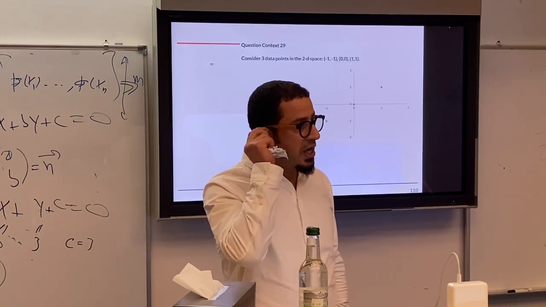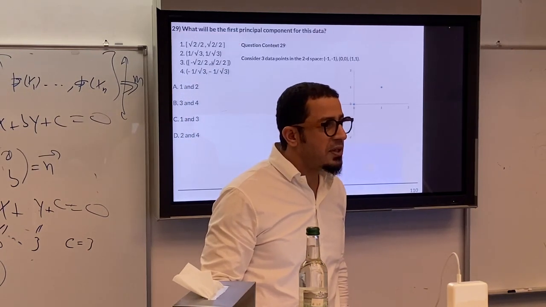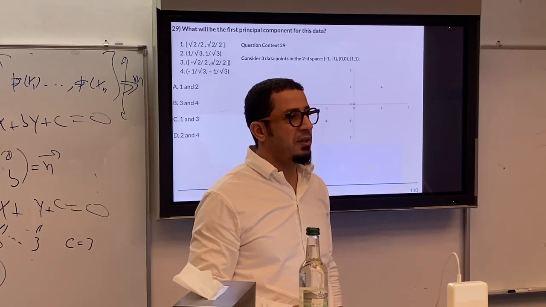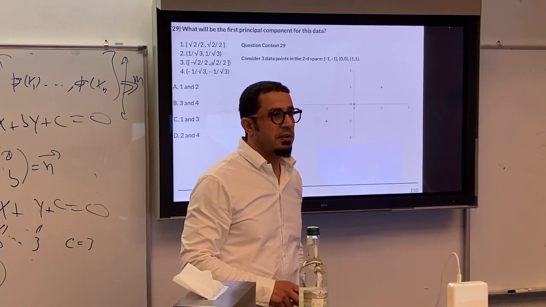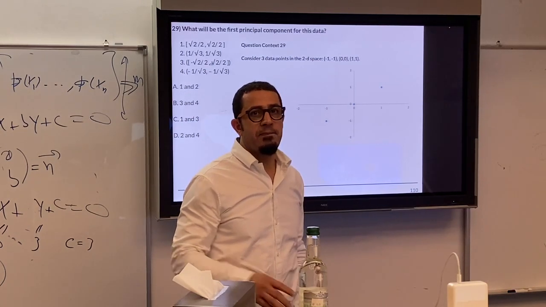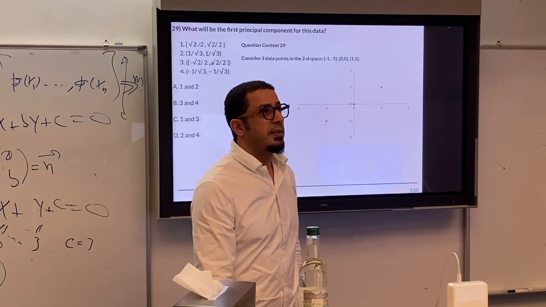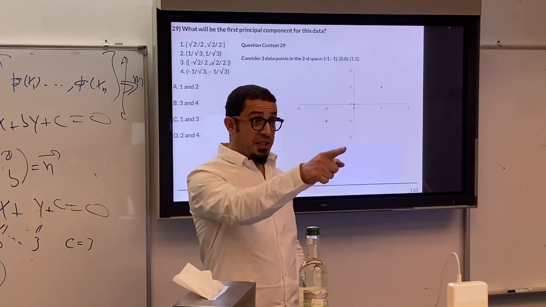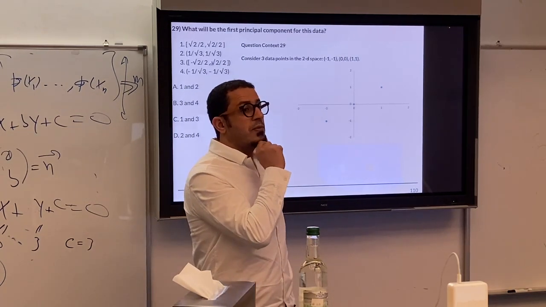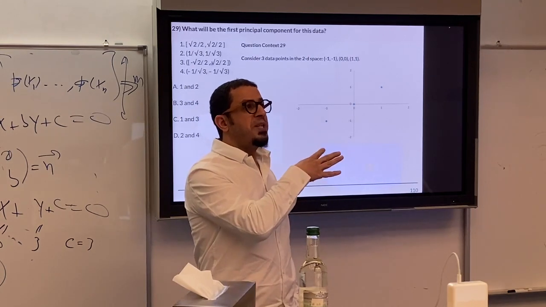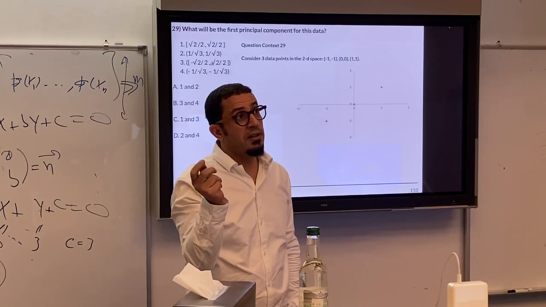Consider three data points of 2 dimensions like this. What will be the first principal component here? A, 1, 2, 3, 4? Forget the possible answers. How do we find the vector here? Roughly, it's 1, 1.